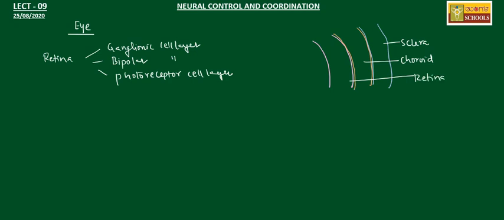In this retina layer we find these three layers, and how they are arranged is that the photoreceptor cell layer will be close to the choroid layer. This region will be the photoreceptor cell layer, and below that you will find the bipolar cell layer. Below that is the ganglionic cell layer, and here is the vitreous chamber, and this is the direction of light through the lens. The light comes and falls on the retina in this way.